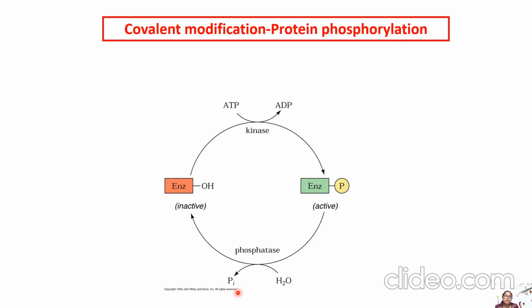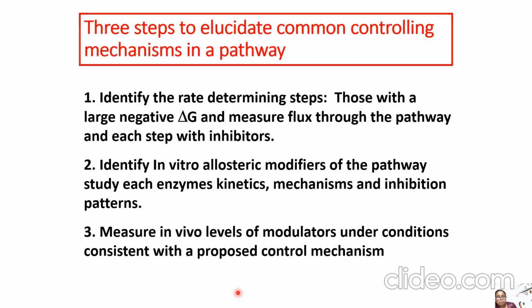We've also talked about how any kind of protein phosphorylation may activate or inactivate a protein. So what are the three steps to elucidate a common controlling mechanism of a pathway? Identify the rate determining steps, those with a large negative delta G, and measure flux through the pathway, with inhibitors at each step. Then identify in vitro allosteric modifiers for the pathway, studying each enzyme with enzyme kinetics, mechanisms, and inhibition patterns. Or we can measure in vivo levels of modulators under conditions consistent with the proposed control mechanism.